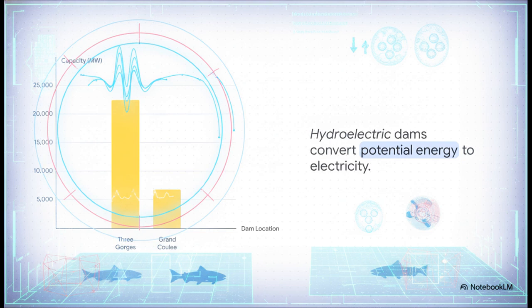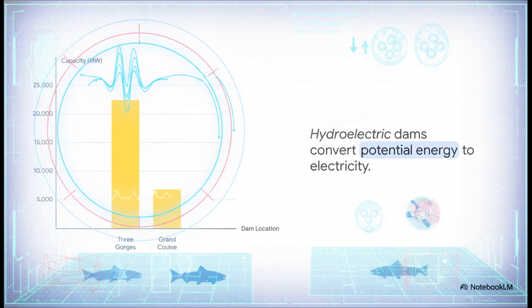One of the most powerful real-time systems we can harness is just moving water. Hydroelectric dams take the potential energy of gravity and water and convert it into kinetic electricity. And the macro scale of this modern infrastructure is absolutely staggering. Just look at the numbers. The Grand Coulee Dam in the US boasts an installed capacity of 6,800 megawatts. But then you look at the Three Gorges Dam in China, it operates at a whopping 22,500 megawatts.